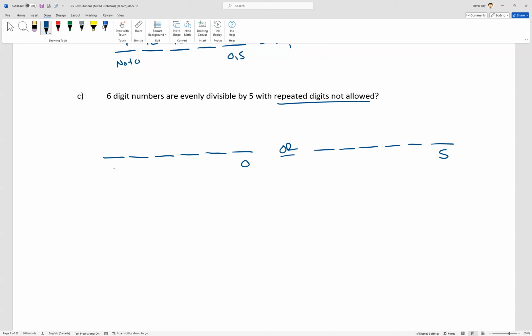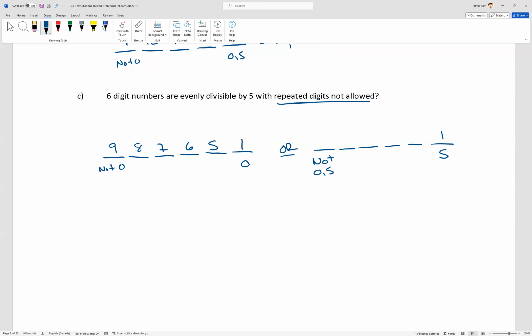So I don't have to put a restriction on the first one because 0's already been taken. This one I should just put down can't be 0, because 0's taken. This one can't be 0 or 5. It can't be a 0 because it can't start with 0, and it can't be a 5 because the 5's already gone. So if we have 9 digits, one of them has been taken. I have 9 left to choose from, and then 8, 7, 6, 5.